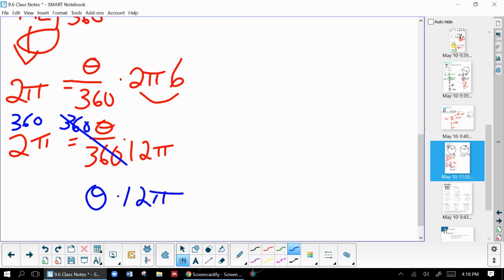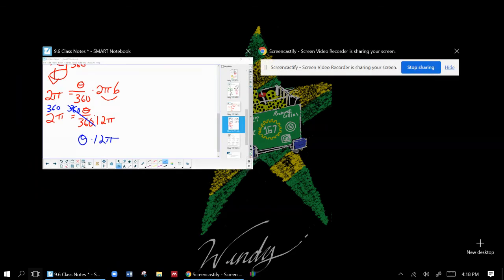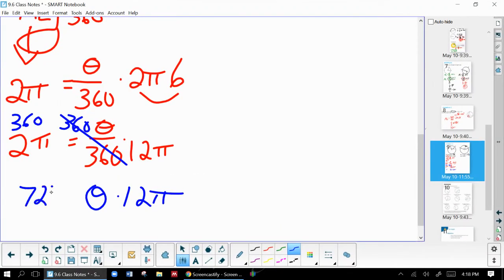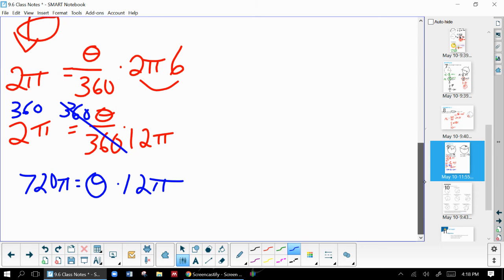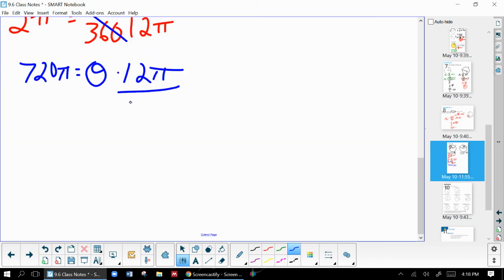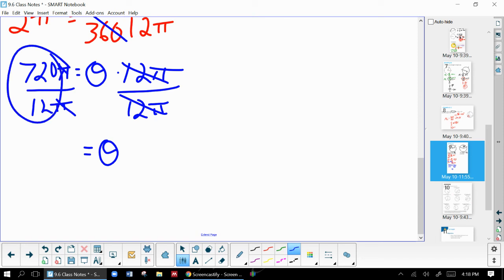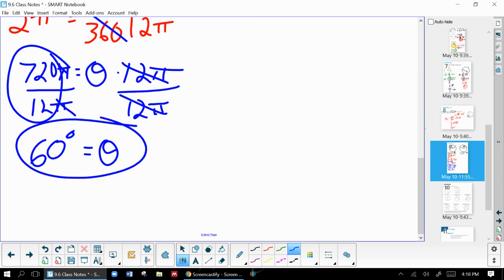And on this side, 2 pi times 360 is 720 pi. Now I can just go back and divide by 12 pi on both sides. They'll all cancel out here, just leaving me theta. The pi's will cancel out. And now 720 divided by 12 is something that my calculator can handle. That's 60 degrees.